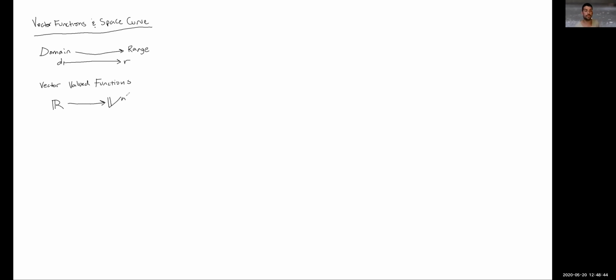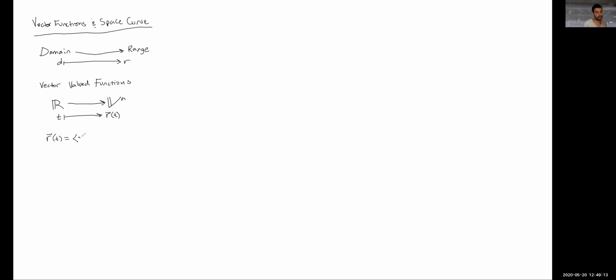So I'm going to write Vn. Typically, we're going to look at three-dimensional vectors. That's what we're typically going to be dealing with. And we'll use a symbol, most often t, as our input, and we'll output some vector function.